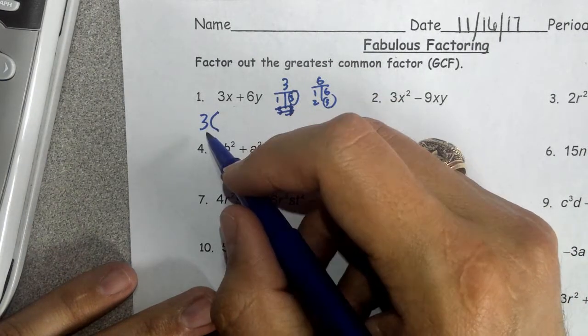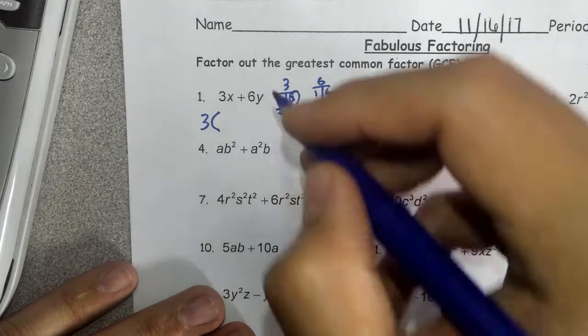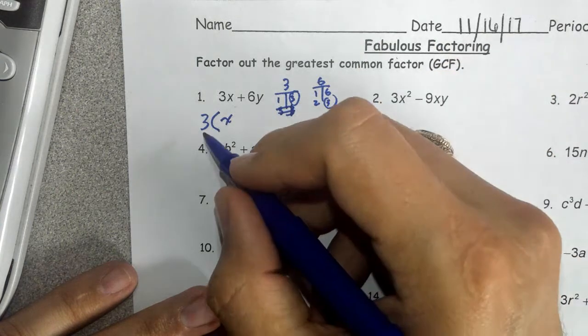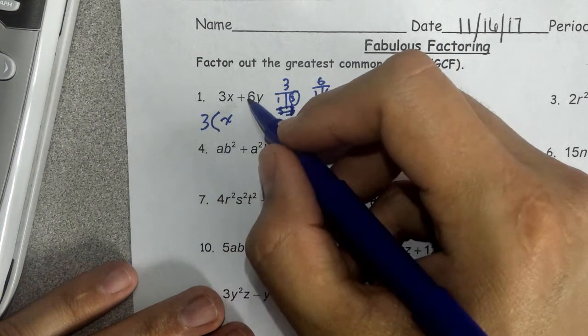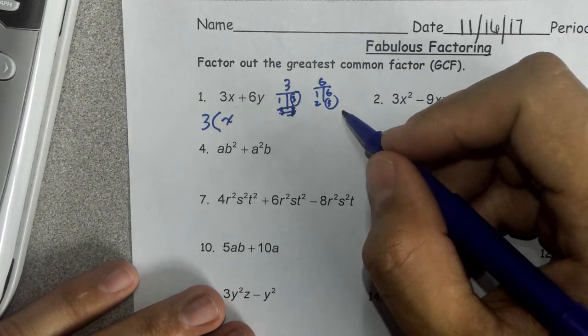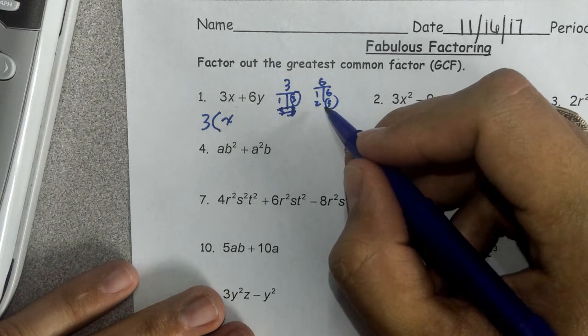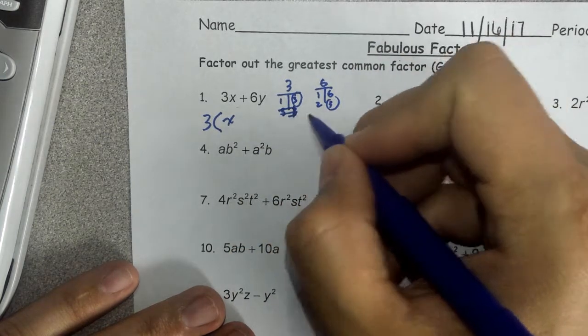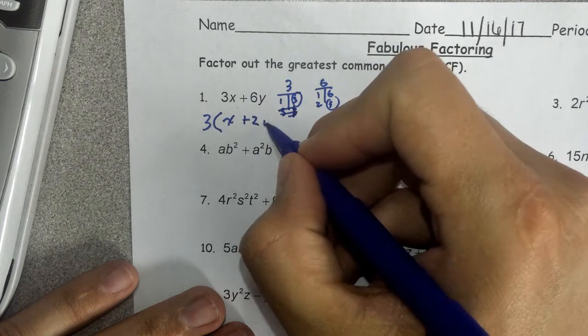Now I just need to multiply. What do I multiply 3 by to get 3x? That'll be x. 3 times x is 3x. Then I go in here, what do I need to multiply 3 by to get 6? If you don't know these numbers, you can look here. 3 times 2, the number you circled here, is 6. So this will be plus 2, and I still need that y.